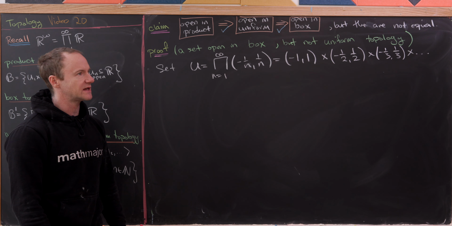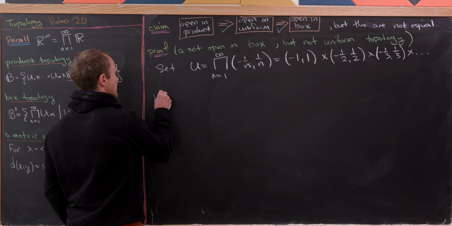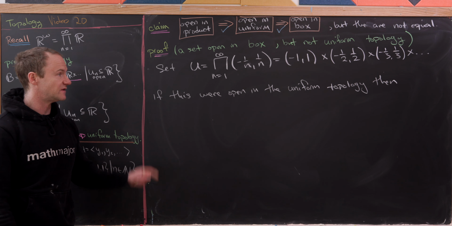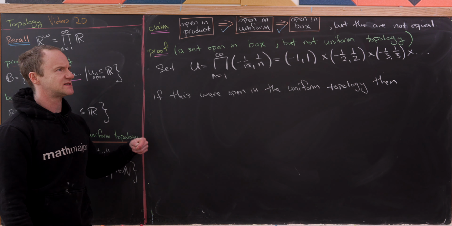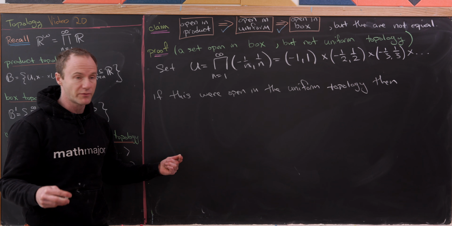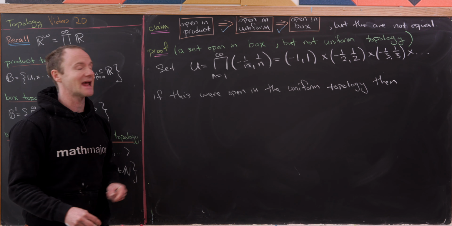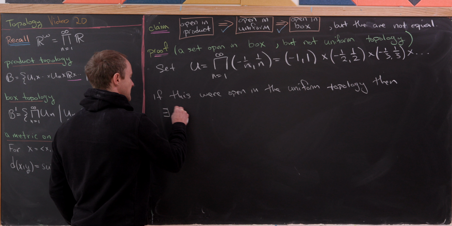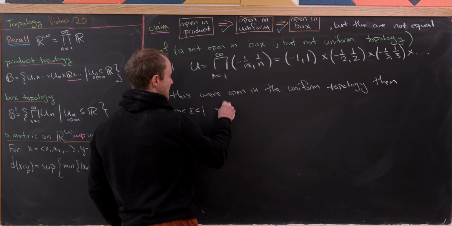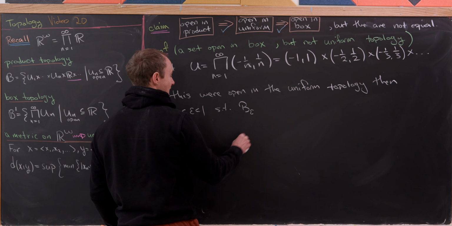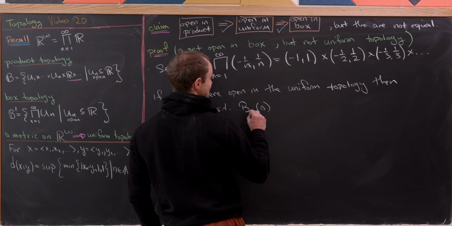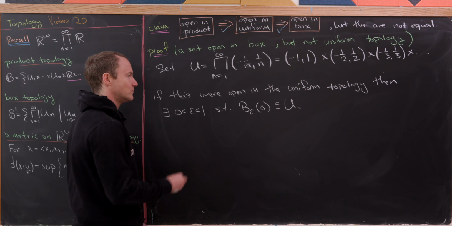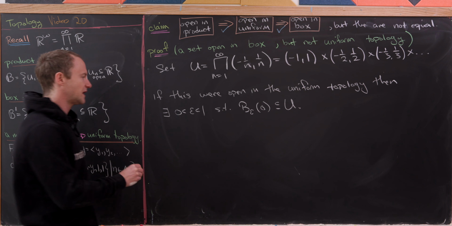And we'll do that again kind of by contradiction. So if this were open in the uniform topology, then we could find a ball of radius something centered at 0 contained inside of this U. So in other words, there would exist an epsilon between 0 and 1 such that the ball of radius epsilon, maybe centered at 0, is contained within this U. But we can see that this is not possible pretty quickly.